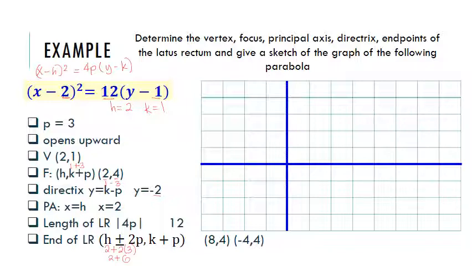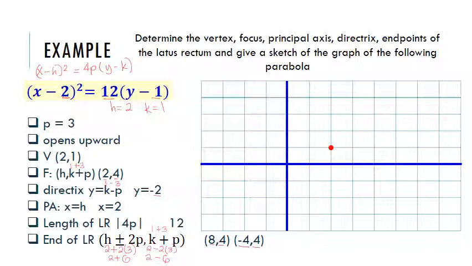Ito ay 2 plus 6. So, 8. Kaya 8 yun. Ang ating k plus p ay 1 plus 3. So, 4. Next, sa minus naman tayo. 2 minus 2, 3. So, 2 minus 6 is negative 4. And then, copy y. Let us plot.